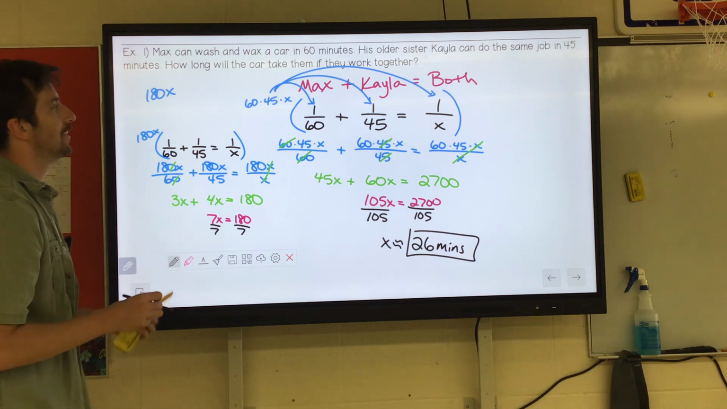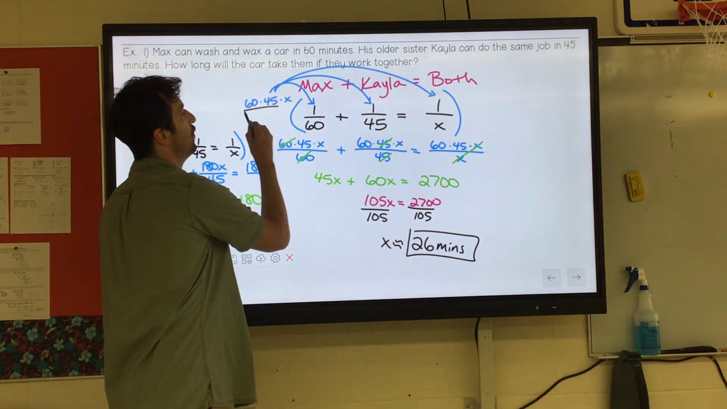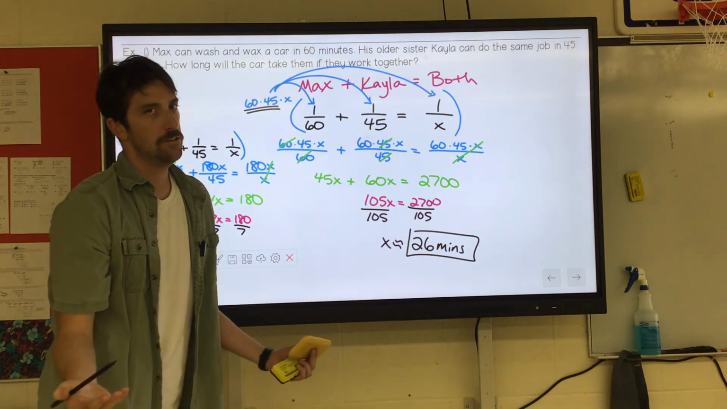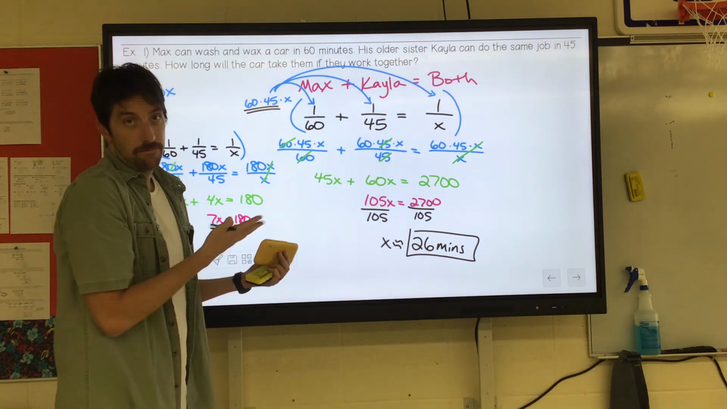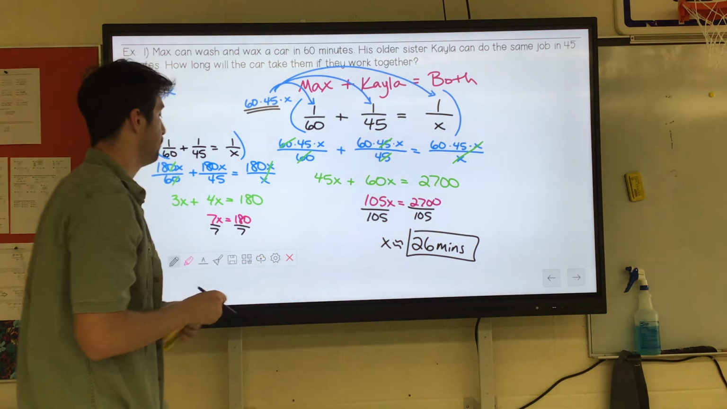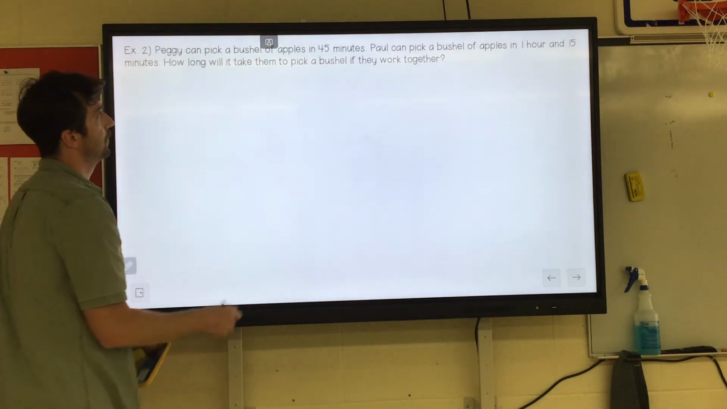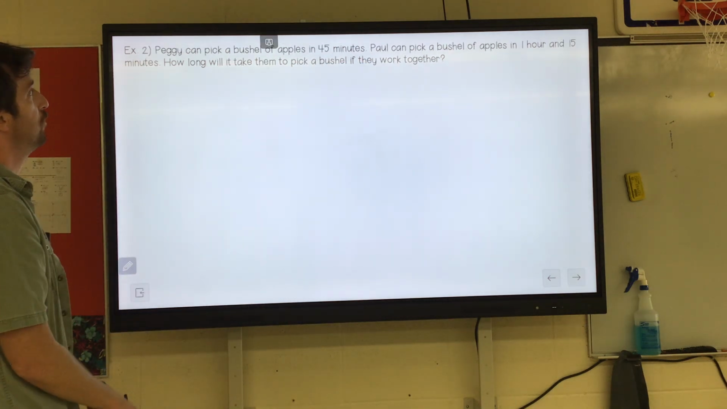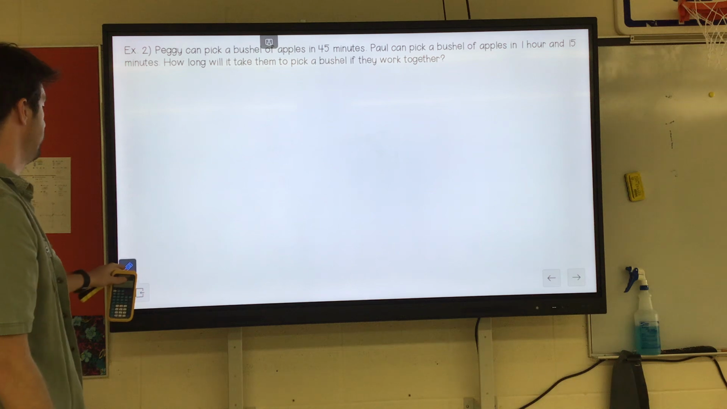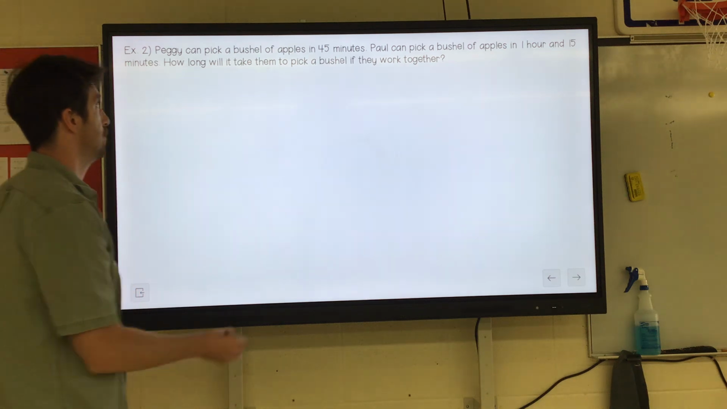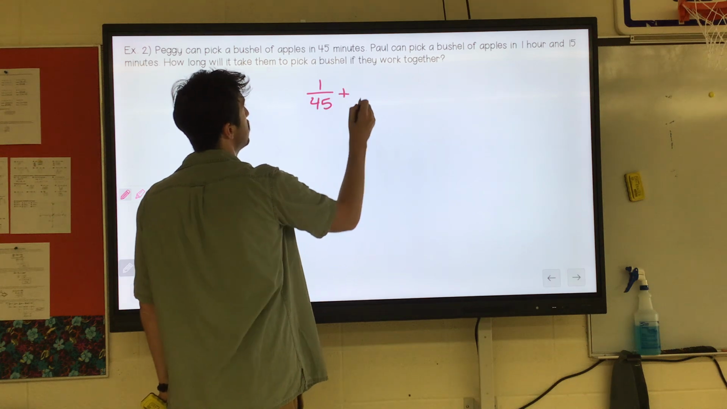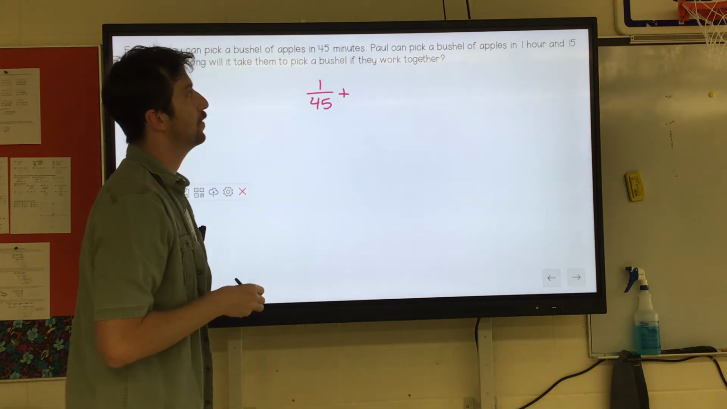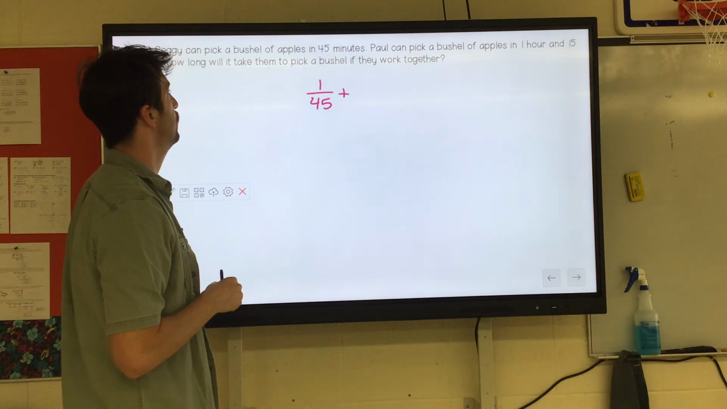So the reason I like doing it the first way is I don't have to figure out what 60 and 45 can go into. If it's not a number that comes easily to you, just leave them. Let's try another one. Peggy can pick a bushel of apples in 45 minutes. So for Peggy, we're going to say that she is 1 over 45. Plus, old Polly can pick a bushel of apples in 1 hour and 15 minutes.